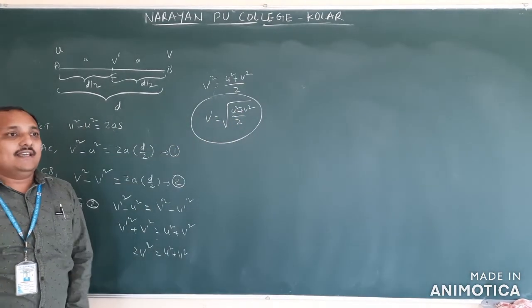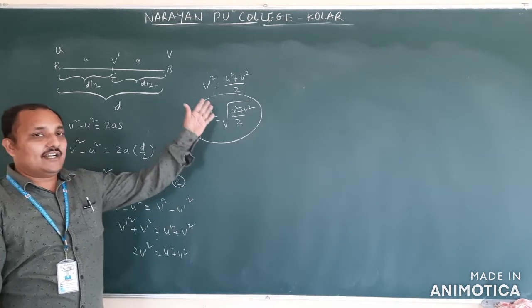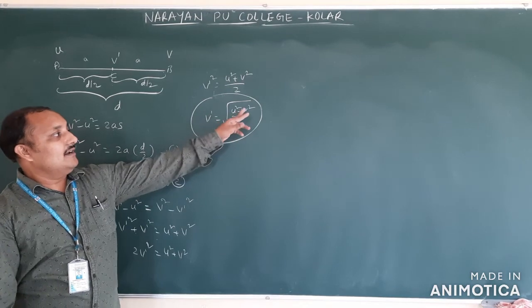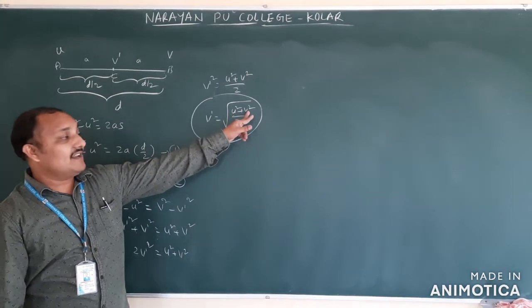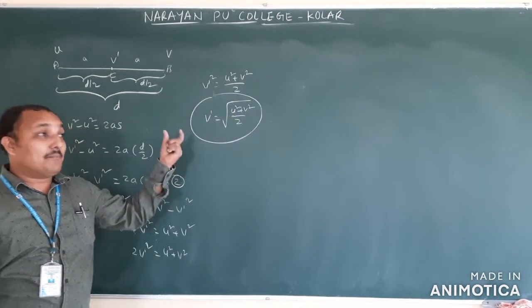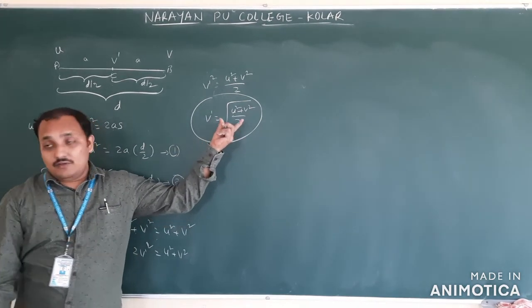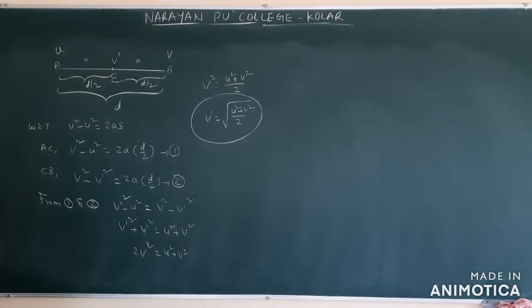How they will give it: a train is crossing an electric pole. Whenever it is crossing, the engine has initial velocity u, and the last compartment has final velocity v. Then what is the middle compartment velocity? They will ask such types of questions. At that time, you can use this formula.